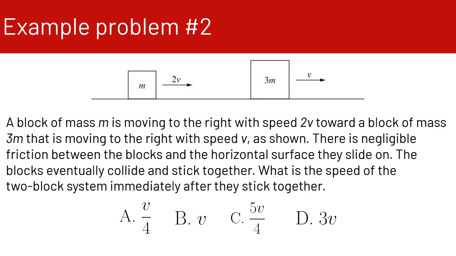All right, example number 2, this is an AP question. A block of mass m is moving to the right with speed 2v toward a block of mass 3m that is moving to the right with speed v as shown. There's negligible friction between the blocks and the horizontal surface they slide on. The blocks eventually collide and stick together. What is the speed of the two-block system immediately after they stick together?